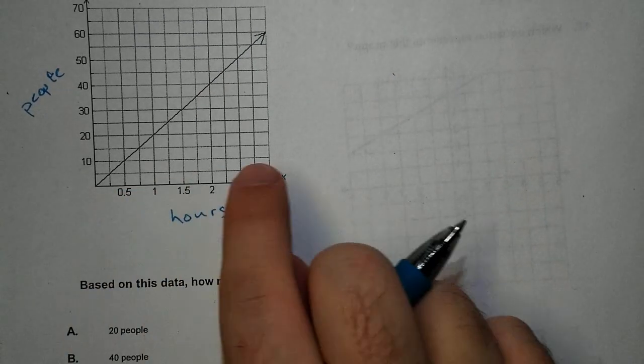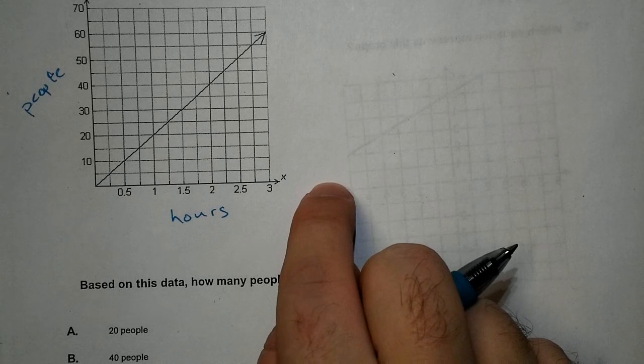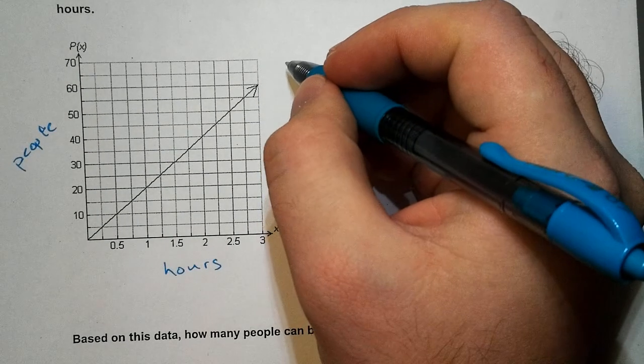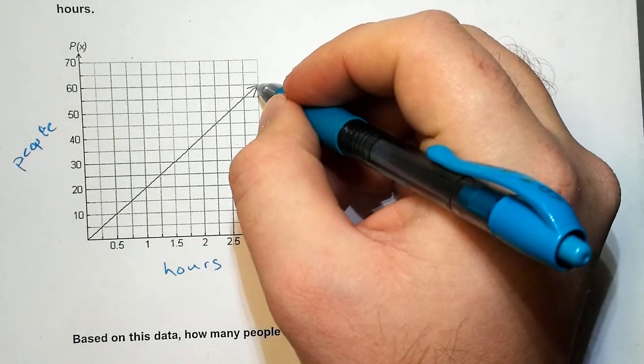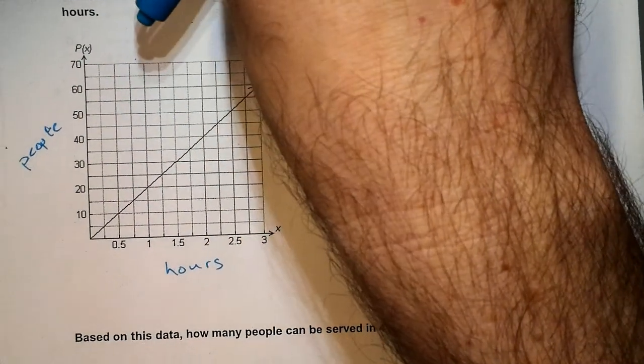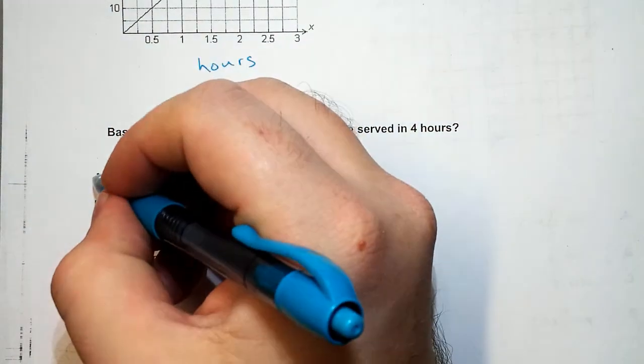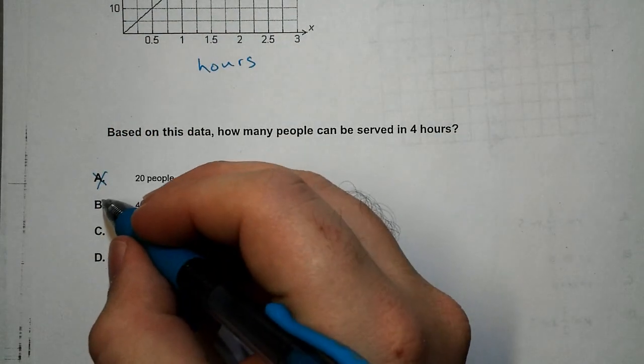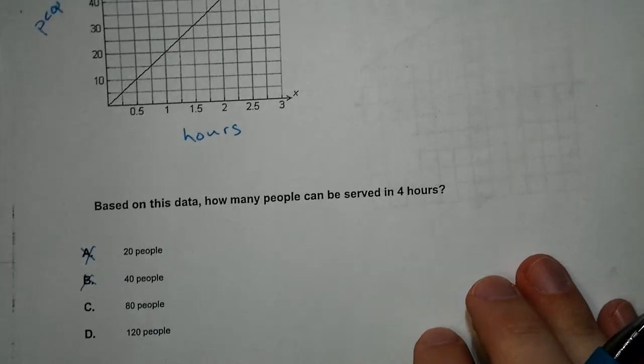Well, the graph doesn't go to 4, but you know it's going to be somewhere over here, right? It keeps going up. So it's going to be something definitely more than 60, which means I can go ahead and eliminate A, and I can go ahead and eliminate B. So it's either going to be 80 or 120.